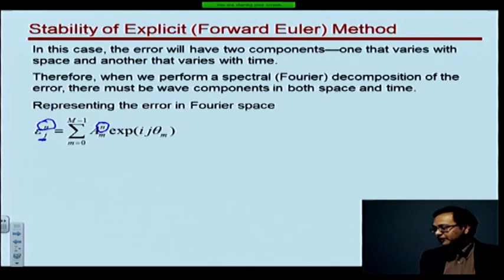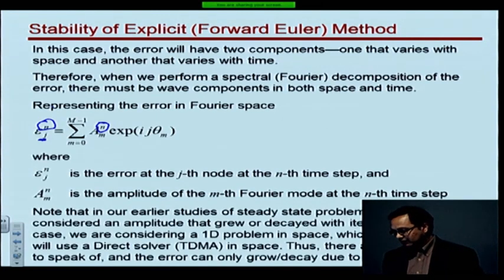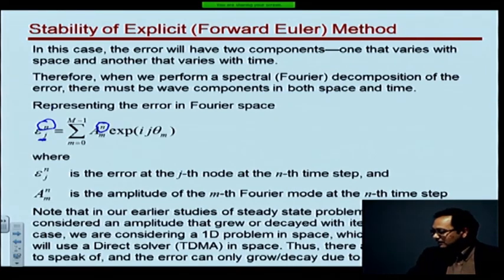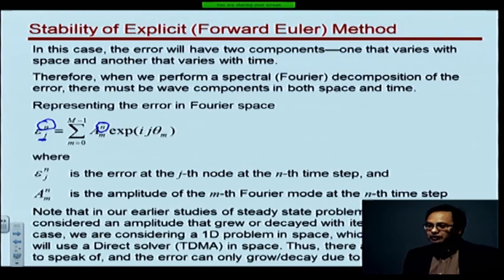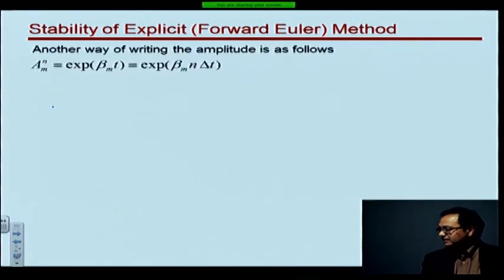So very similar idea as what we did for iterative methods, except instead of an iteration index, we are now using a time index. So that's the definition of those two quantities. I'm saying here that in our earlier studies for steady state problems, we considered an amplitude that grew or decayed with iteration index k. In this case, we are looking at a 1D problem in space, which implies that when we do the implicit method, we will do a direct solver. So there is no growth or decay of the amplitude due to iterations. It's only due to time marching. So that's basically the idea.